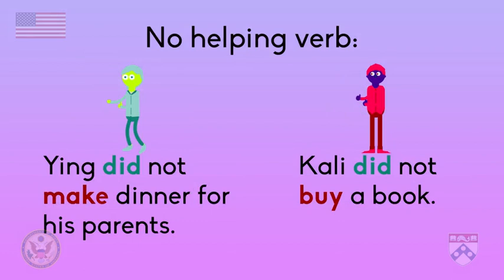Following these steps leads to Ying did not make dinner for his parents, and Callie did not buy a book. Notice that we changed the helping verb do to did. That's because we're talking about something that happened in the past, so we use the past tense form of the helping verb. These rules will help us use negatives with most verbs.